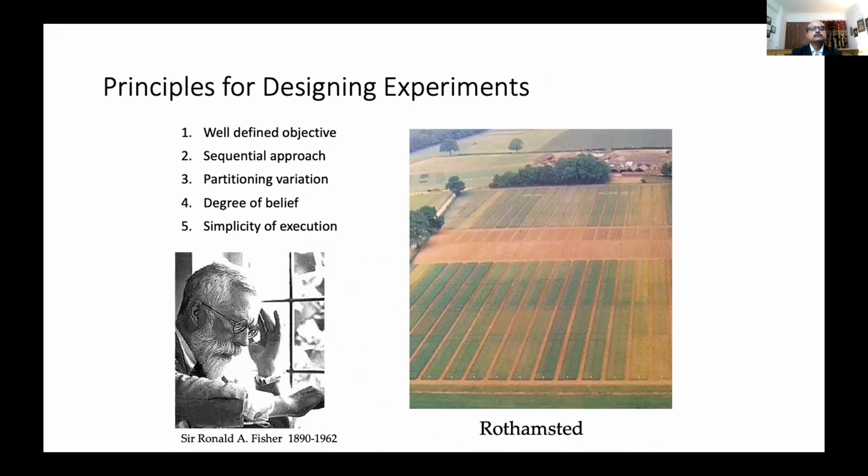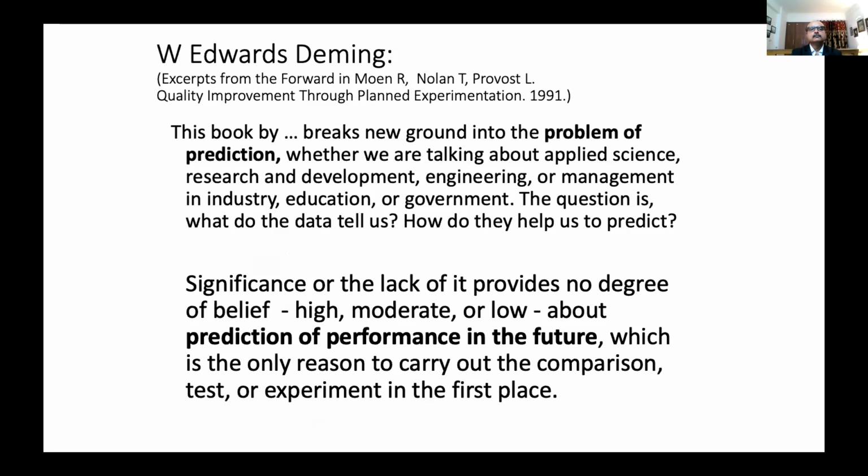And then we also design our experiments, these experiments that we run of PDSA cycles, in a manner in which we can learn from subsets of population. This is Deming's work and Ron Fisher's work, really in the fields where we might take different components. And in our case, we might take one unit and do something, not do it to the other unit, or one clinic and not another clinic, to understand what works.